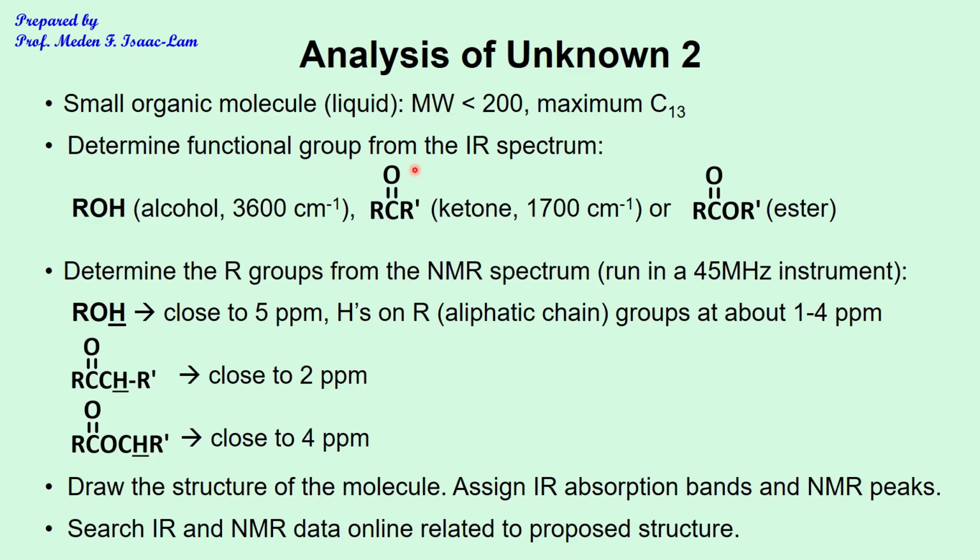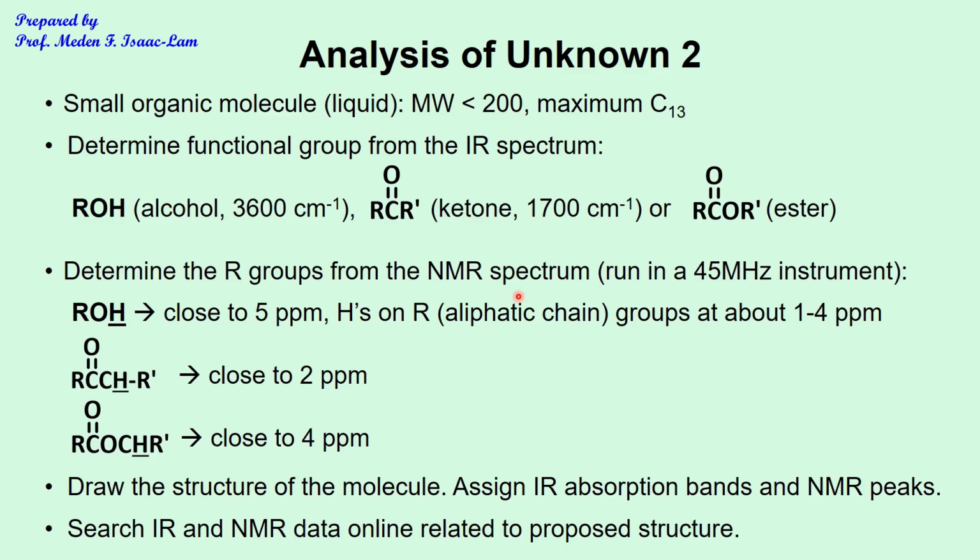From the IR spectrum, determine the functional group. This unknown is either an alcohol, a ketone, or an ester. In the IR spectrum, the OH stretch is about 3600 per centimeter and it's a strong, broad absorption band. For both ketone and ester, you will see the C double bond O stretch. It's about 1700 per centimeter and it's a strong absorption band.